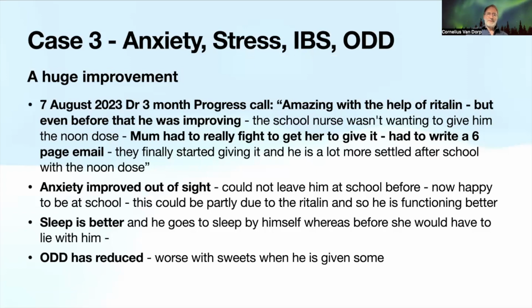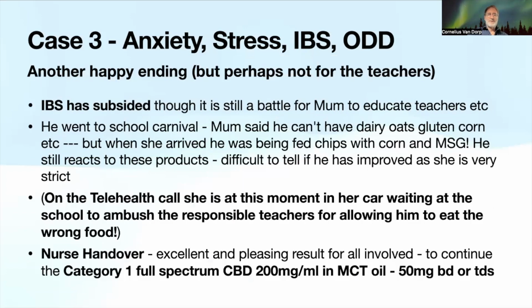And then at the 3 months, we got a report of amazing improvement with the help of Ritalin, but even before that, he was improving. But mum had to really fight to get the school nurse to give the medical cannabis, had to write a 6-page email. Anxiety improved out of sight, sleep is better, ODD is reduced, irritable bowel syndrome has subsided, though it's still a battle for mum to educate teachers, etc.